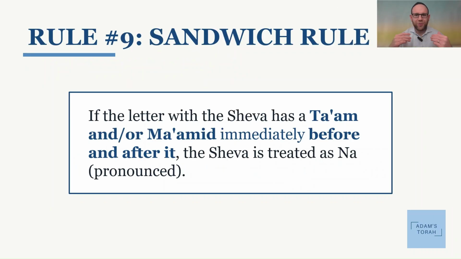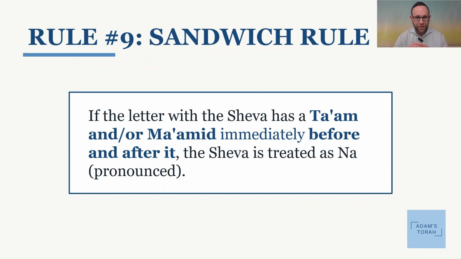Which introduces rule number 9. Rule 9, or what we call the sandwich rule. If a letter with a sheva has a ta'am, which is one of the ta'amim, and or a ma'amid, which is a little line, which I'll show you an example, immediately before it and after it, the sheva is treated as a sheva na. It's pronounced. And that's why we call it a sandwich.